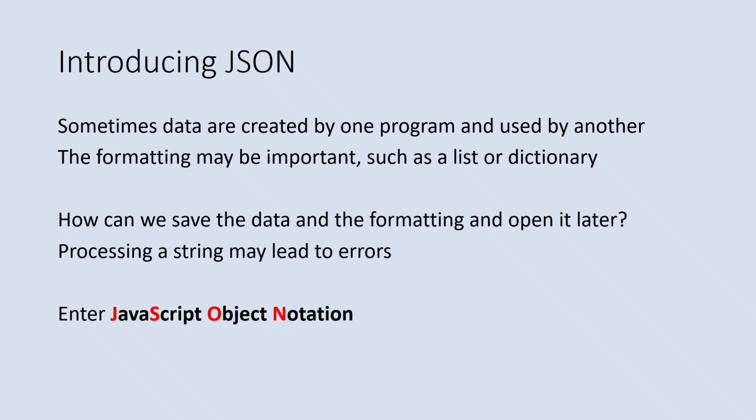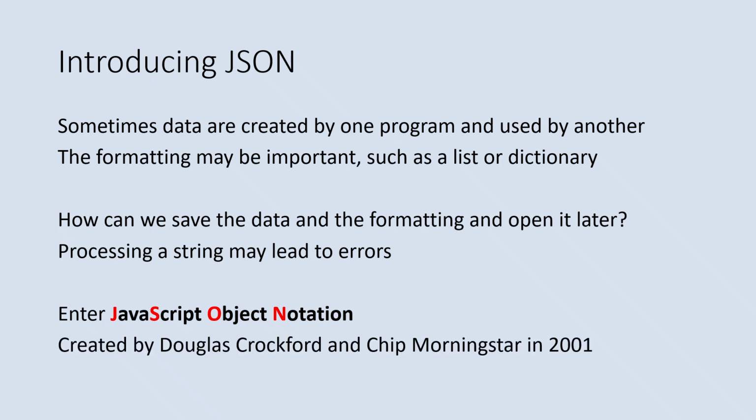So JavaScript Object Notation, from the name you can tell, was originally intended to work with JavaScript, but it's a general use tool that's used in a lot of different settings. And so this type of file allows us to, say, create a complicated dictionary and save it as this JSON file.